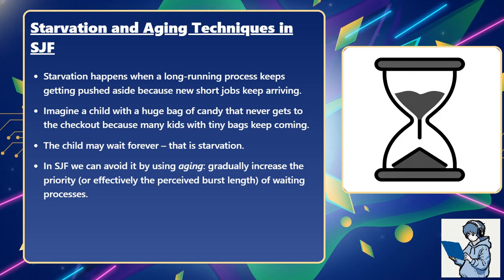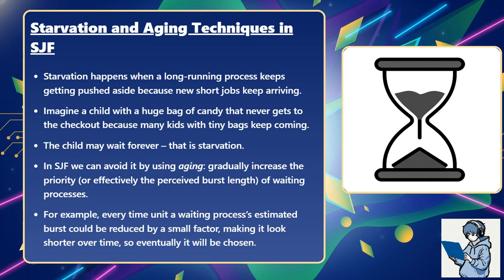In SJF, we can avoid starvation by using aging. Gradually increase the priority, or effectively the perceived burst length, of waiting processes. For example, every time unit a waiting process's estimated burst could be reduced by a small factor, making it look shorter over time, so eventually it will be chosen.